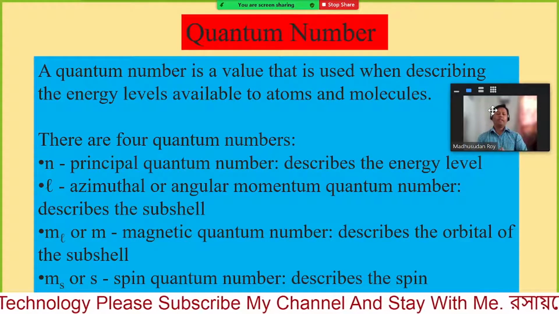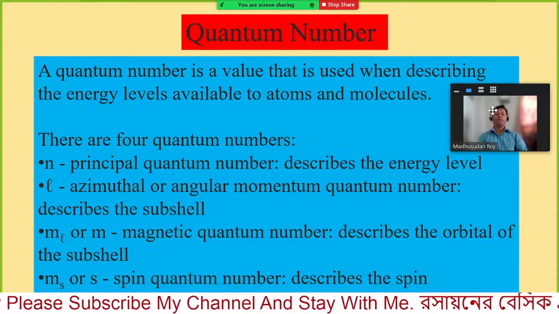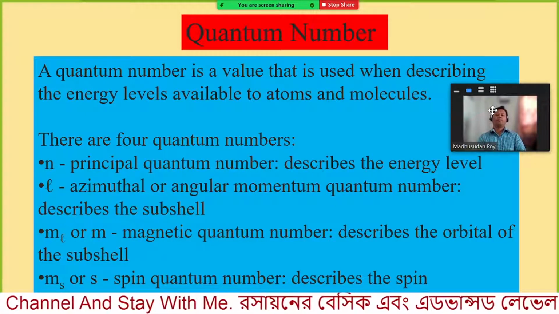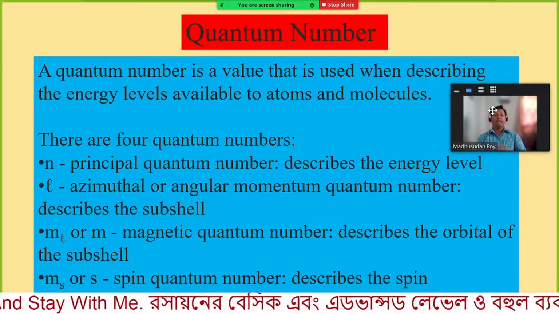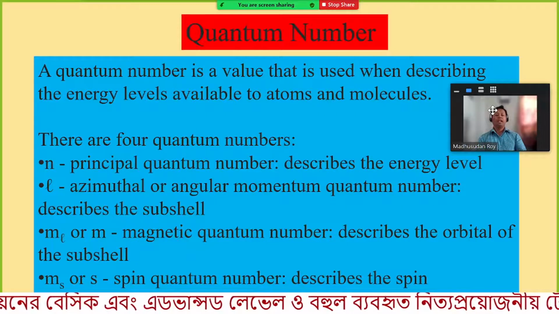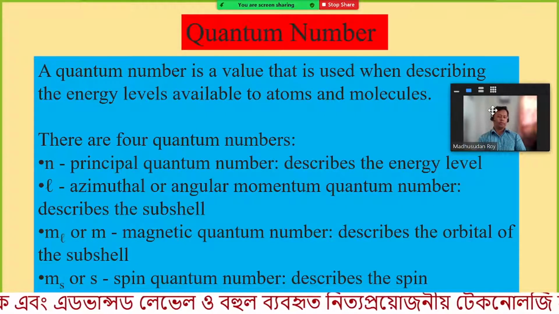We have already mentioned the quantum number. What is a quantum number? A quantum number is a value that is used when describing the energy levels available to atoms and molecules.